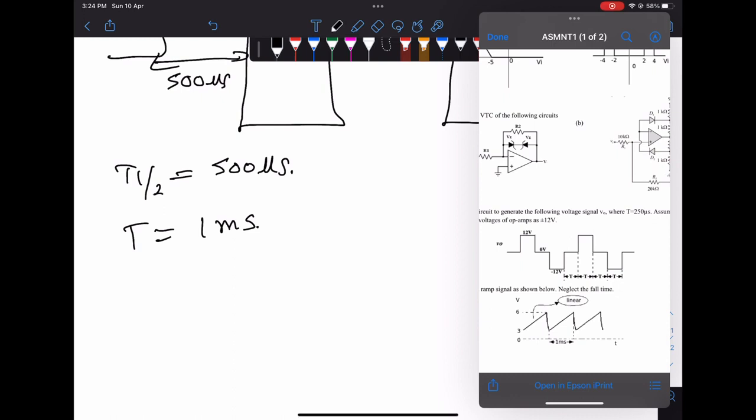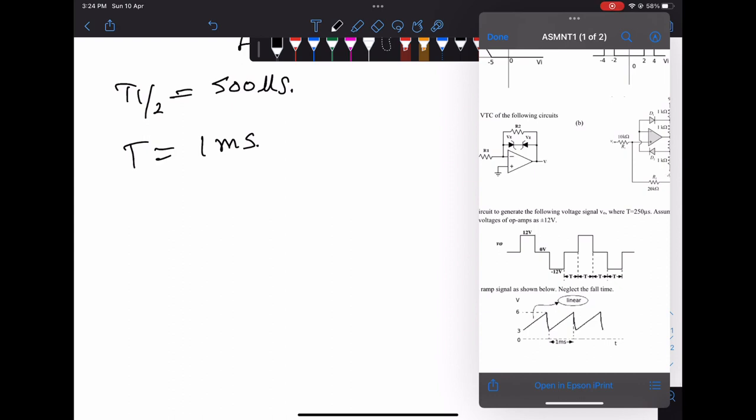T half is 500 microseconds, and time period is 1 millisecond. Later I am changing this in the same video. I am changing to 250. Please avoid that. You should continue with the 500 microseconds and time period as 1 millisecond.